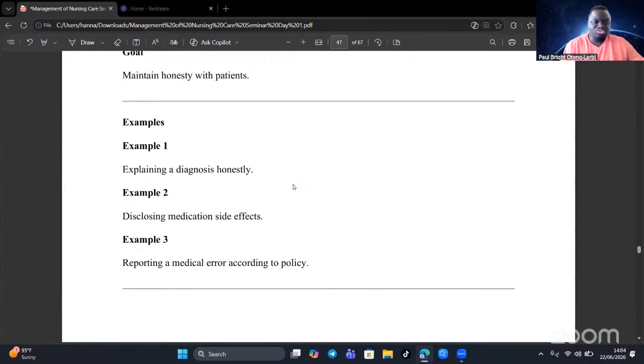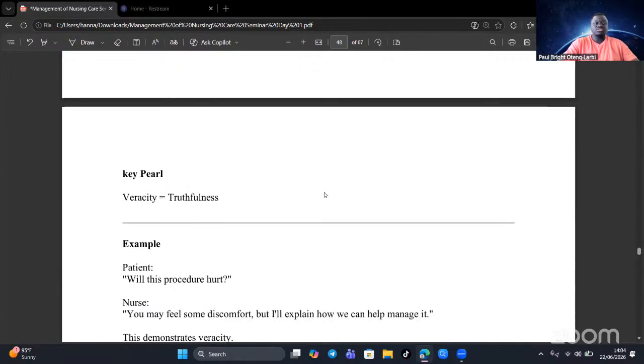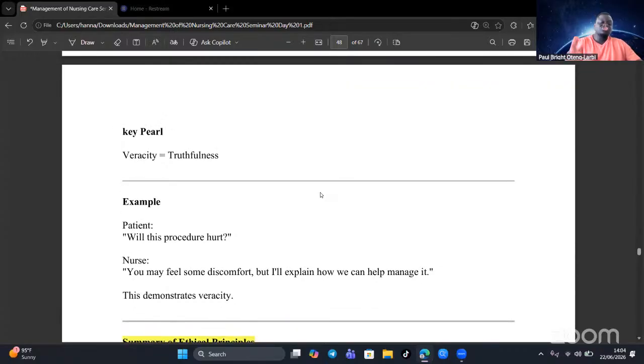Disclosing medication side effects to the patient for him or her to make the judgment whether to take or refuse. Some people will go and sign the MAR charts before they give the medication to the patient. So by force, patients should take it, otherwise they will be in trouble. So they will hide information from the patient. Then reporting a medical error according to policy. Okay, being honest to the system. You made a medication error, being honest. So veracity is truthfulness.